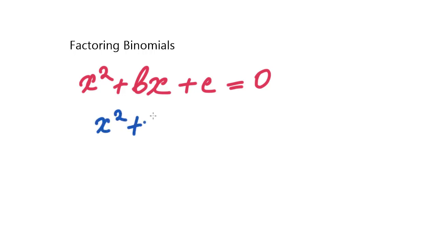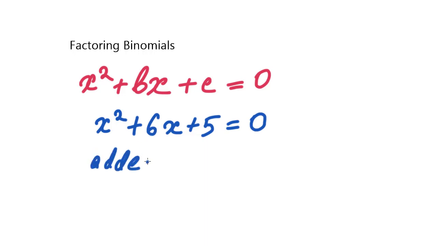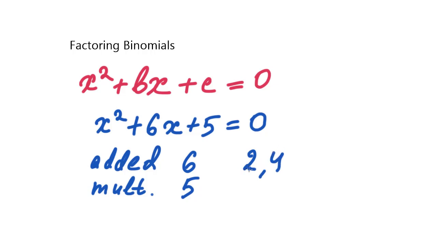x squared plus 6x plus 5 equals 0. Now we are looking for two numbers that added give you 6 and multiplied give you 5. Okay, well, let's try guessing. What numbers added give you 6? Well, one example is 2 and 4. 2 plus 4 is 6. Now, do they give you 5 if you multiply them? 2 times 4 is 8, so no, this does not work.